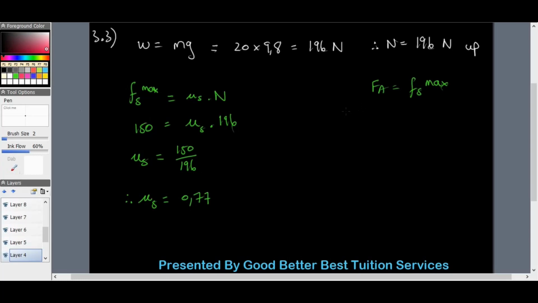To do the next one, which is Fk, or kinetic friction, same thing, we just replace the S with K times the normal force. We are told that he managed to keep the object sliding after he applied the 150 newton force, and he managed to keep it sliding at 80 newtons. So 80 is equal to mu k times the normal force, which is 196. Divide both sides by 196. We get mu k is equal to 80 divided by 196. Therefore, the coefficient of kinetic friction is equal to 0.41.